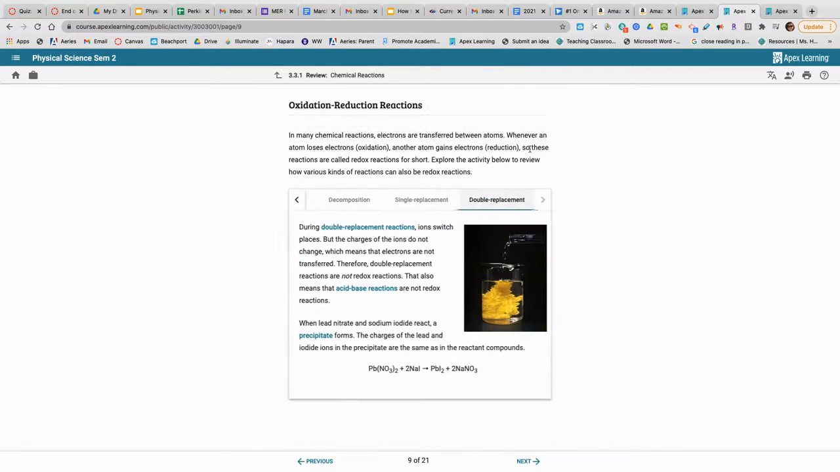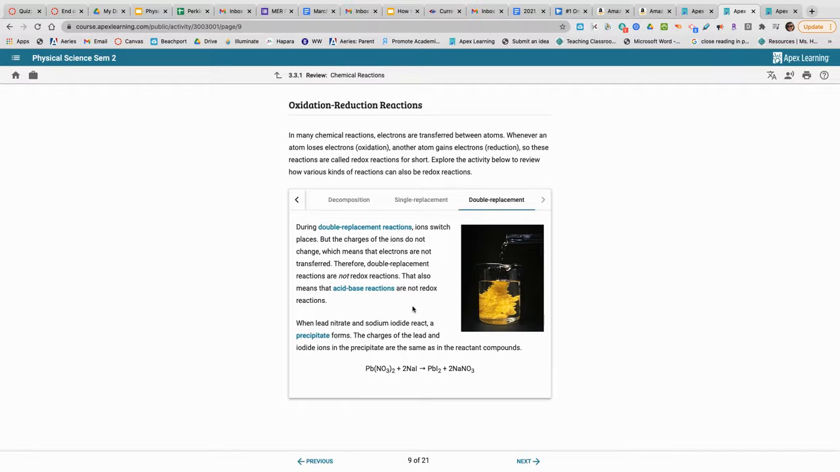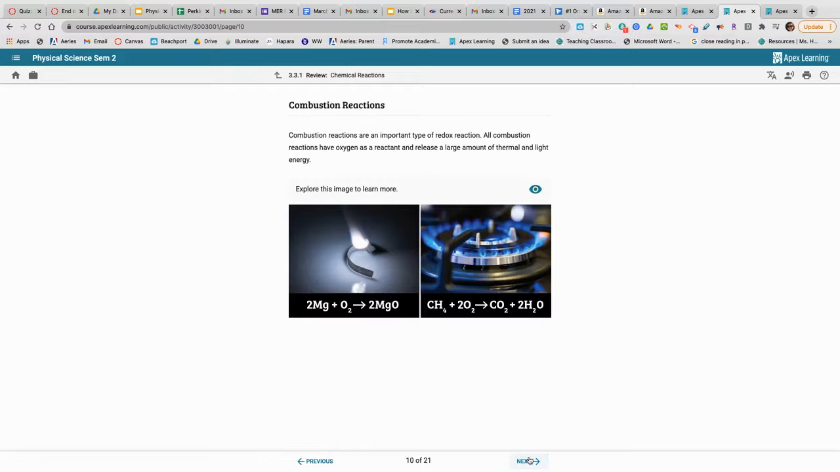Okay. The double replacement reactions are not redox reactions. They are not redox reactions because they don't exchange electrons, okay? The charges of all of these ions stay the same throughout the whole process. So electrons are not exchanged, so this is not a redox reaction. Okay. So that's a summary of the types of reactions.